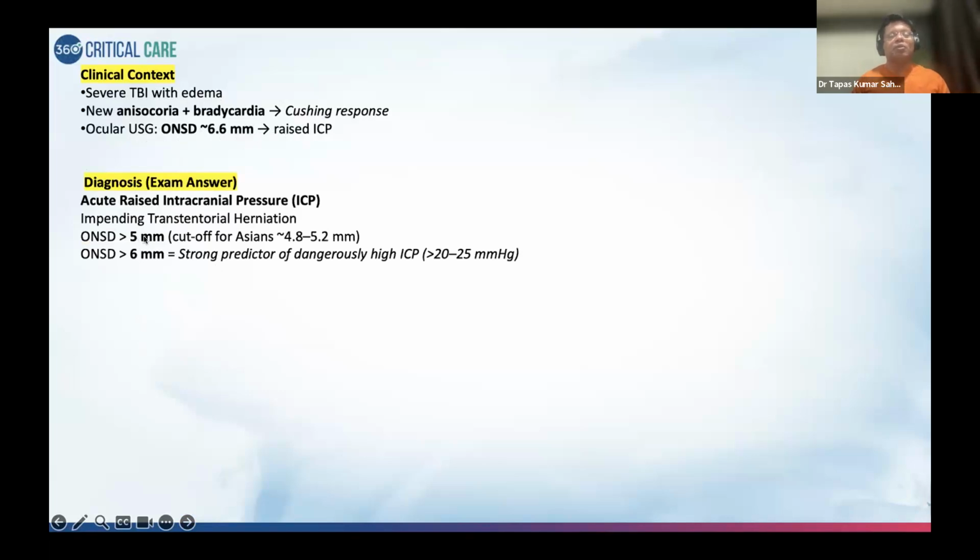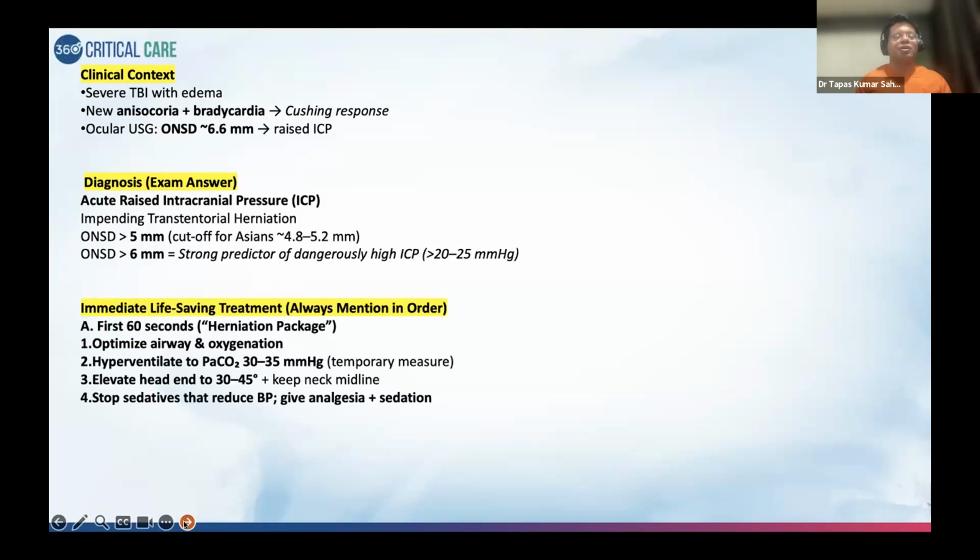Now in ONSD more than 5 millimeter, that is the cutoff, for Asians 4.8 to 5.2. So that means definitely this patient is going into the raised intracranial pressure stage. But if it is more than 6 millimeter, strong predictor of dangerously high ICP, that is more than 20 to 25 millimeter mercury. Now what are the immediate life-saving treatment?